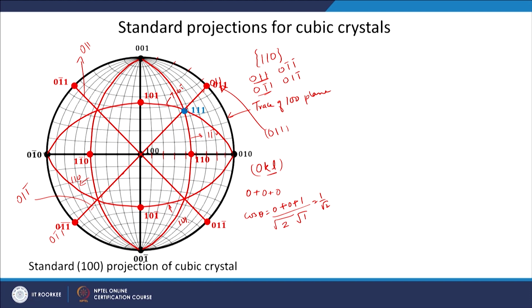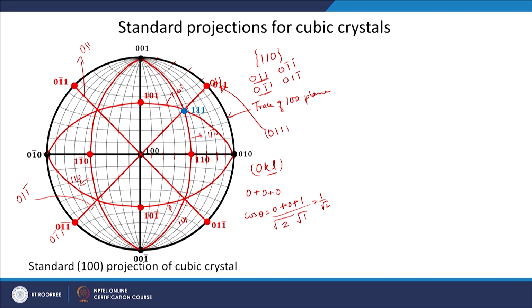Now, how to find the 111 plane here? One way is to find out the angle between 100 and 111, which you can easily find out by the cos theta relationship. The other way is that you can also find out from vector addition. It is somewhere in between the 100 and 011. So, you can see that it is simply a vector addition of 1 plus 0 is 1, 0 plus 1 is 1, 0 plus 1 is 1, this is 111.